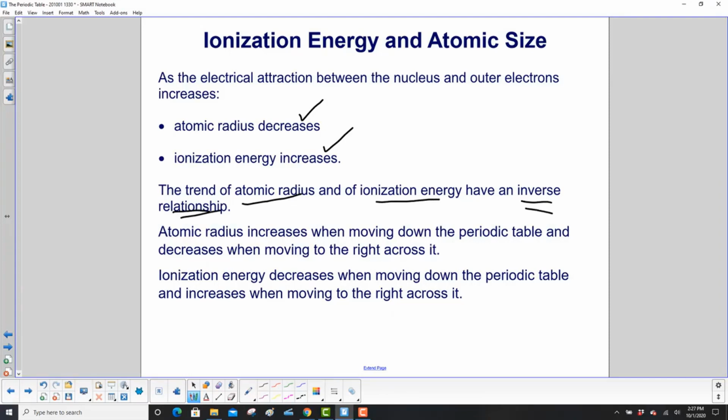Atomic radius increases when moving down the periodic table and decreases when moving to the right. Ionization energy, on the other hand, decreases when moving down the periodic table and increases when moving to the right.